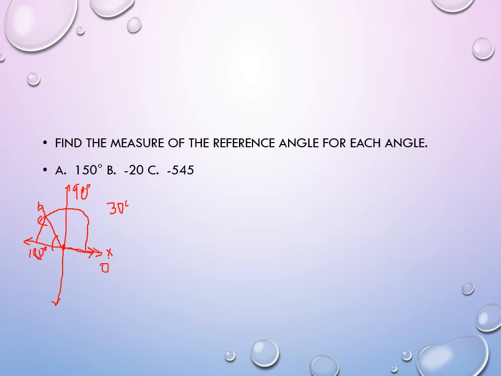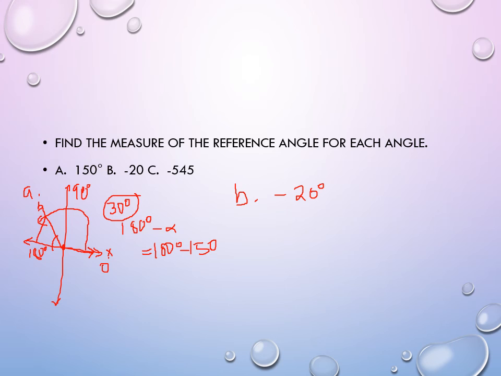The other thing is that for our reference angle, when it's in the second quadrant, we subtract 180 minus the angle. This time it is 180 minus 150. So again, it gives us the 30 degrees that we have here. On the second one, we have negative 20. Okay, so this was our A. Now our B says negative 20, and we want to find our reference angle.